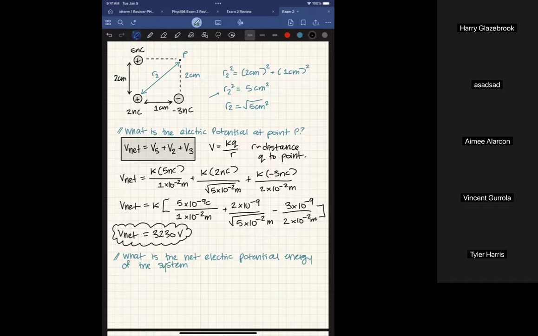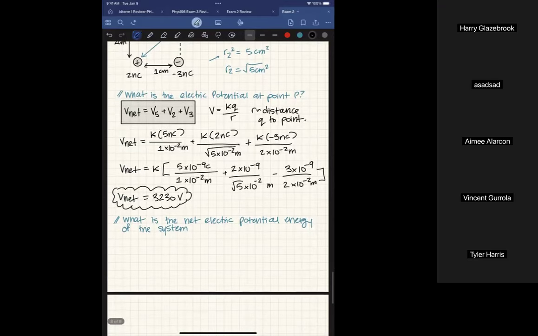By the way, yes, Andrew, the 10 to the negative 2 is inside the square root. Ooh, no, it's outside the square root. You're right. My bad. Square root of 5 times 10 to the negative 2. Don't worry about these numbers too much. I just want you to see the actual physics.